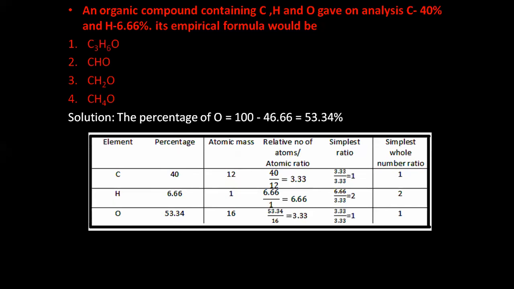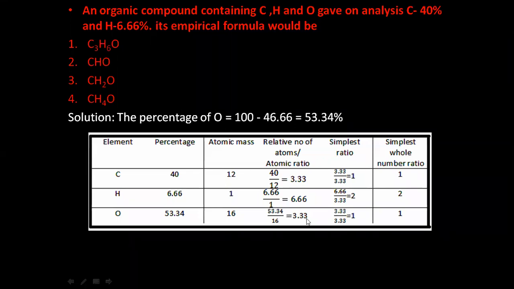Once we get the percentage, again, it's the very same thing. We just need to calculate in the very same way for carbon, hydrogen, oxygen, and put the percentages 46.6 and 53.34. Atomic mass of carbon is 12, hydrogen is 1, oxygen is 16. Then we have to get the atomic ratio, which is nothing but percentage by atomic mass. 40 by 12 is 3.33. 6.66 divided by 1 is 6.66. 53.34 divided by 16 gives us 3.33.